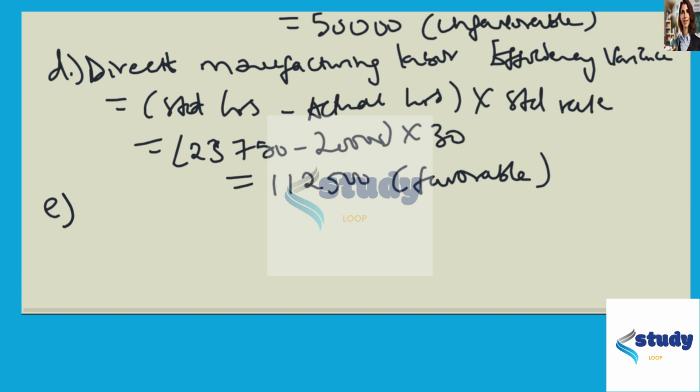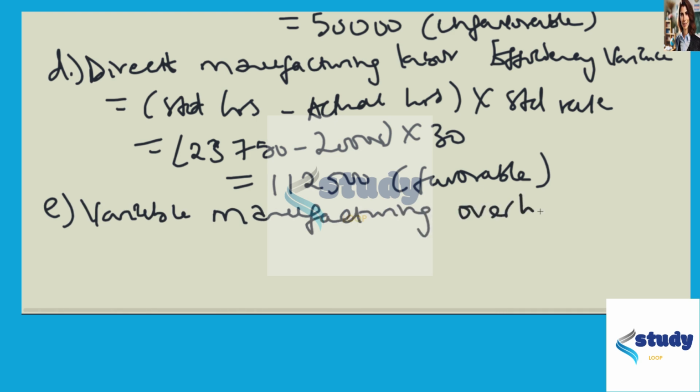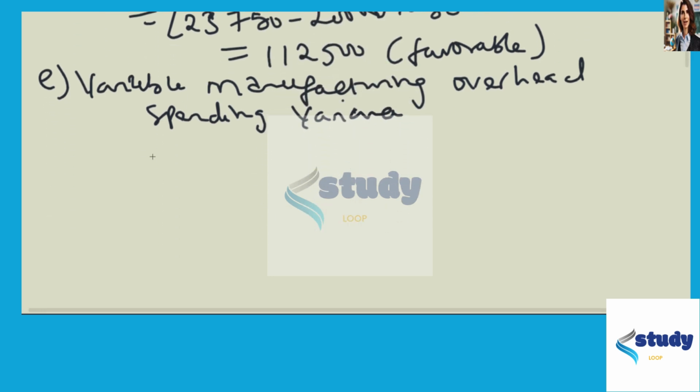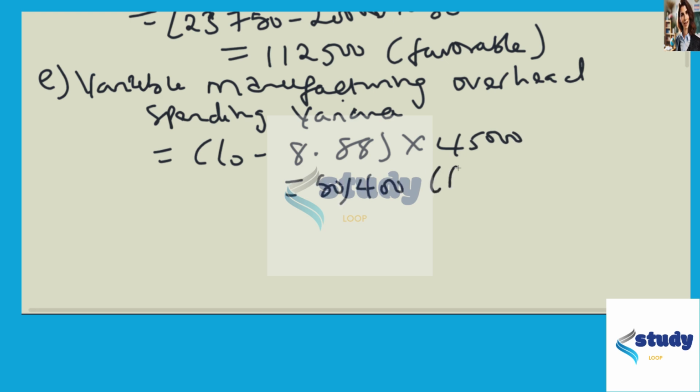Now the next one is the variable manufacturing overhead spending variance. The formula for this will be 10 minus 8.88, multiplied by 45,000, and this is equal to 50,400, and it is favorable.